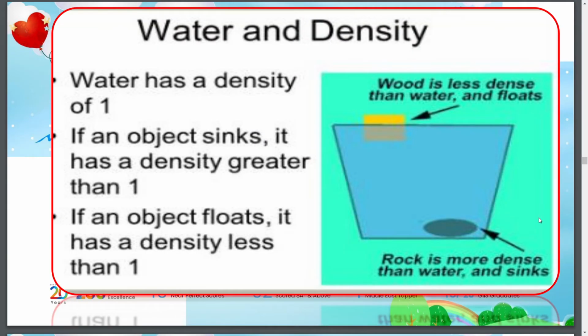So, water and density. Here water has a density of 1. If an object sinks, it has a density greater than 1. If an object floats, it has a density less than 1. Wood is less dense than water and it floats here. This is wood and it floats, but this rock has more density than water, so it sinks.